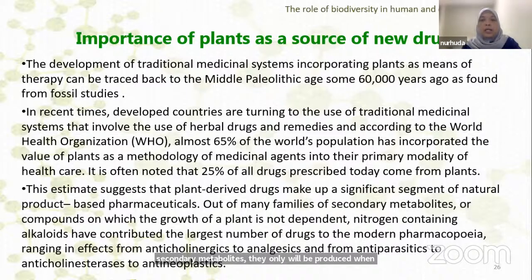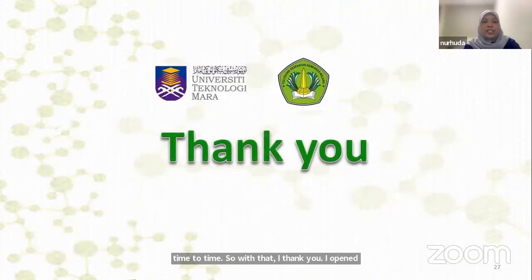If you cultivate the plant, you give them water, you put them in very nutritious soil, you protect them from pests, and then they might not produce good secondary metabolites. So it has to be preserved in its original place, in its original habitat, so we can keep getting them from time to time. So with that, I thank you. I open for questions.